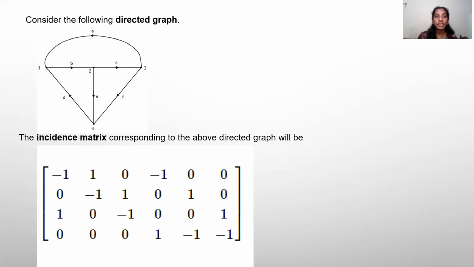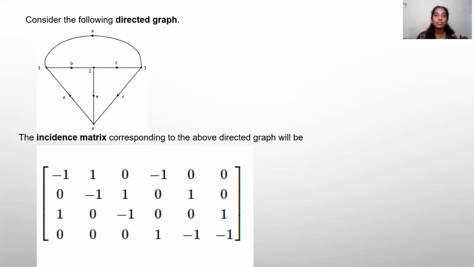This is a directed graph for the electric circuit given in the previous slide. This directed graph contains four nodes labeled 1, 2, 3, and 4, and six branches labeled A, B, C, D, E, and F. The arrows in this directed graph show the branch current direction from one node to another node. The branch is a line segment joining two nodes. A node is a common point between many branches. The incidence matrix corresponding to the above directed graph will be as shown in the figure. Let's understand how the plus 1, minus 1, and 0 values are entered in this incidence matrix.